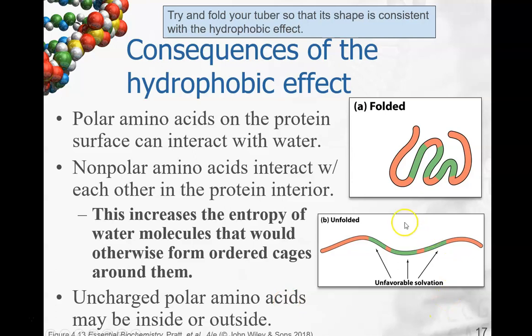So you might think that this violates the second law of thermodynamics, because this folded structure certainly is more ordered than the unfolded. But remember, you have to think of the entire system, and you have to think about the water molecules. So water molecules would form ordered cages around the nonpolar side chains if you forced them to interact with water. So the entropy of the entire system is increased here because the water molecules are far more disordered in the presence of a folded protein than they are with an unfolded protein.